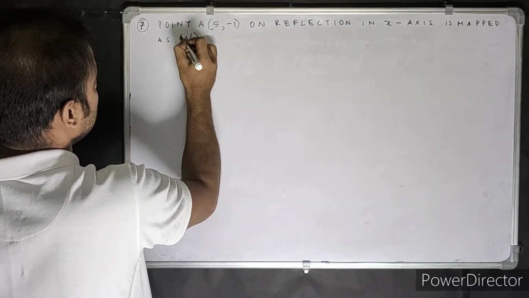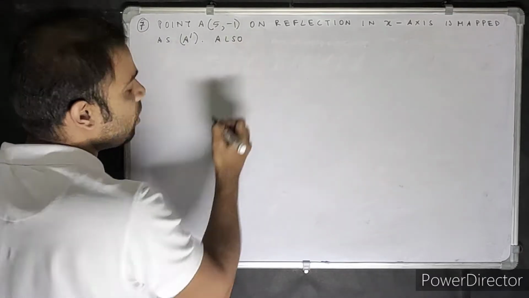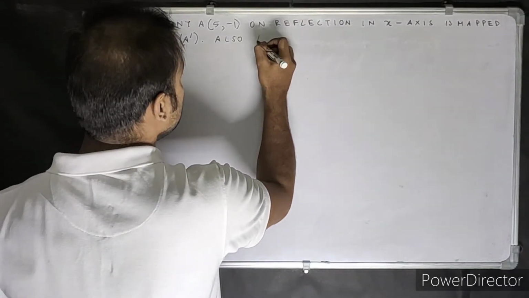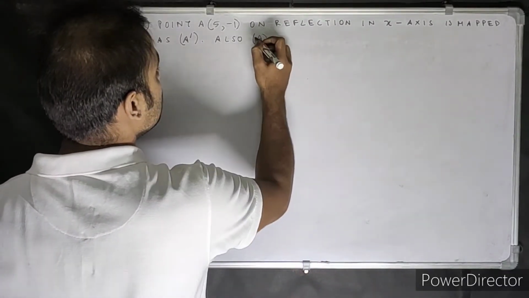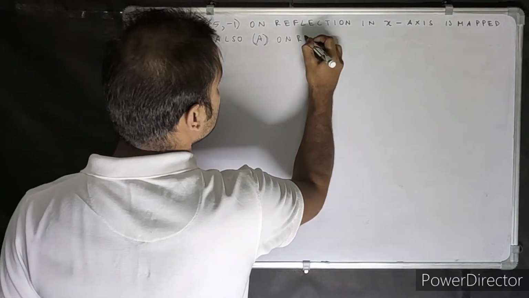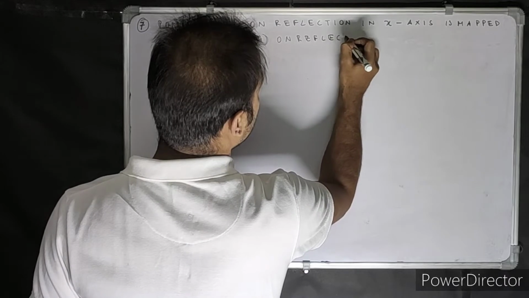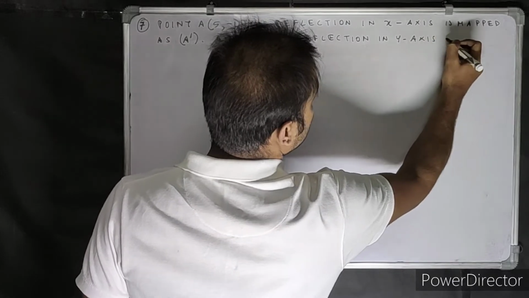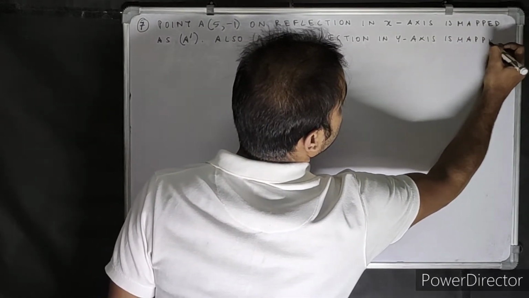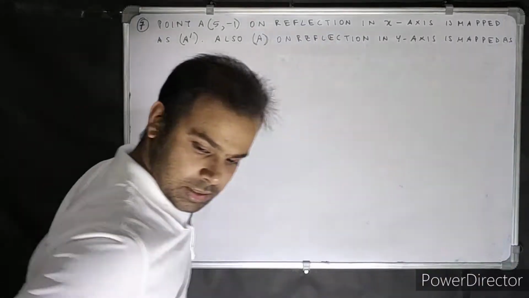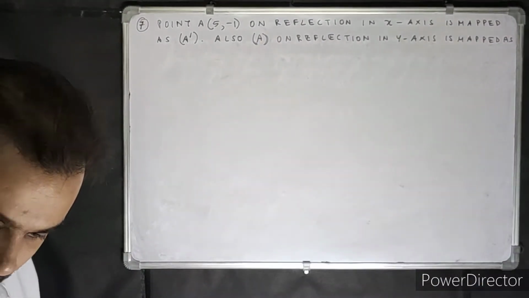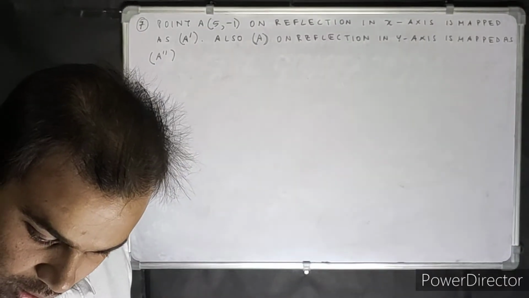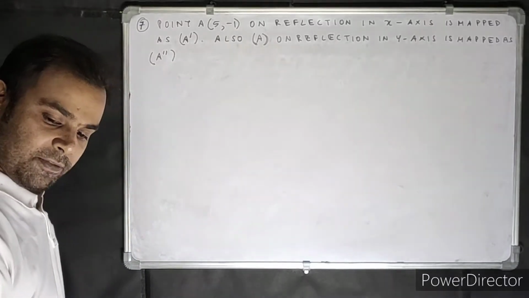Okay, this is A dash, new point. Also, on reflection, this point A on reflection in the y-axis is mapped as A double dash. It says write the coordinates of A dash.